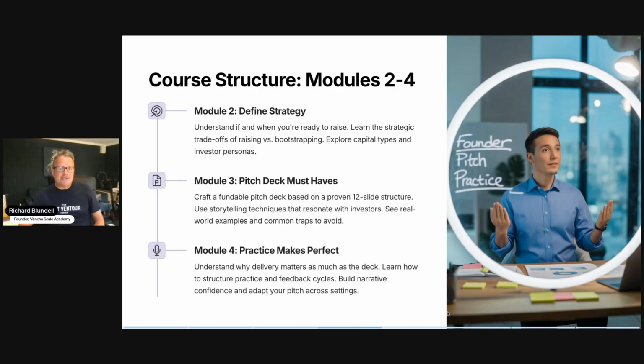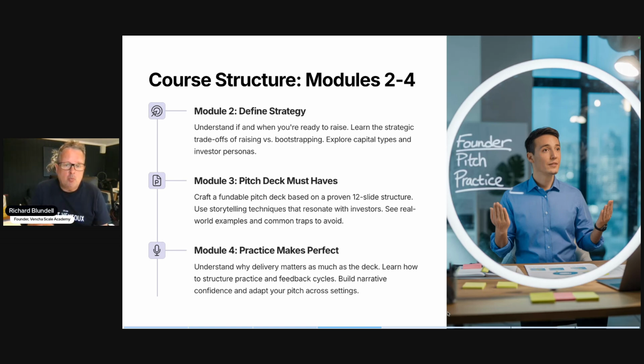And now let's look into the course itself. So there are 7 modules in this course. This is the introduction, which is module 1. And then in module 2, we're going to sit back and we're going to define your strategy. Before we go charging in and making all those mistakes that too many people make, we're going to understand properly if and when you're ready to raise. Now, you may say there's some urgency there, but we're still going to revisit that.